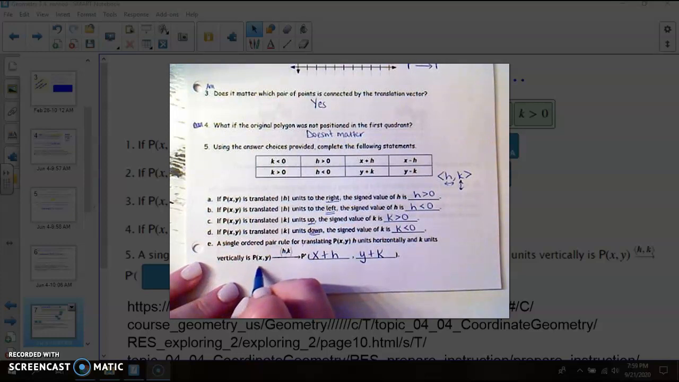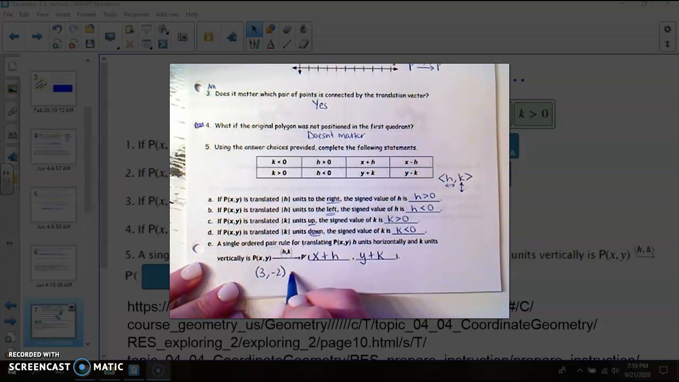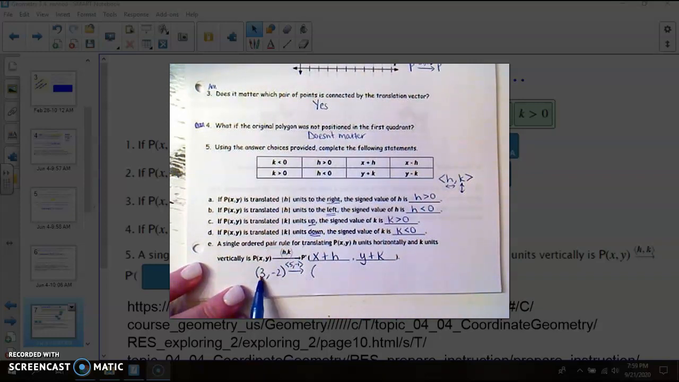So if I'm going to take a point 3, negative 2, and I'm going to take it to a new point using the vector 5, negative 1, then that means my new point is going to take my x of 3 and add 5 to it. So that's the new coordinate of my new point. If I'm going to do the vector 5, negative 1 to this point, then that means I'm going to take my y coordinate of negative 2, add the negative 1 to it, so it's going to end up at negative 3. So by performing this vector to that point, I end up at this point.